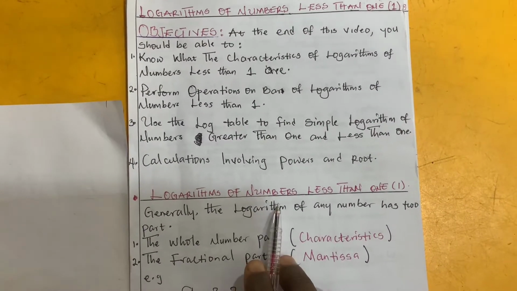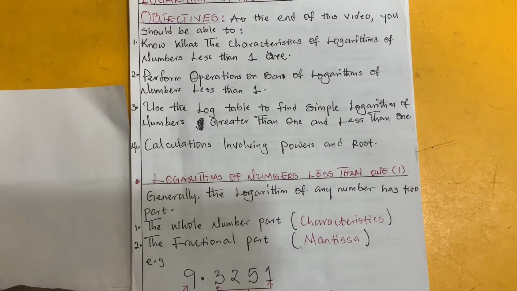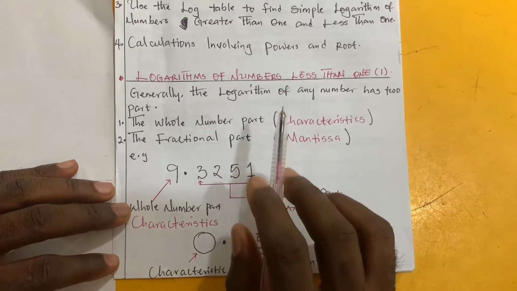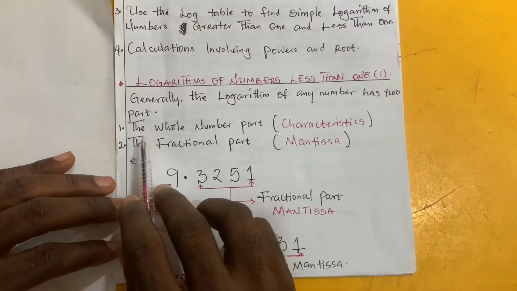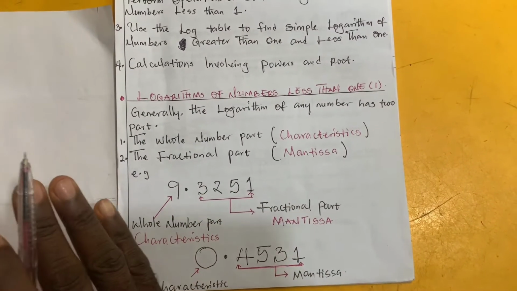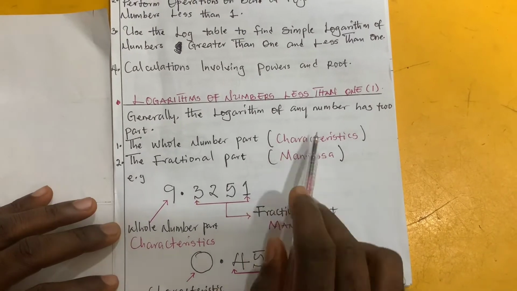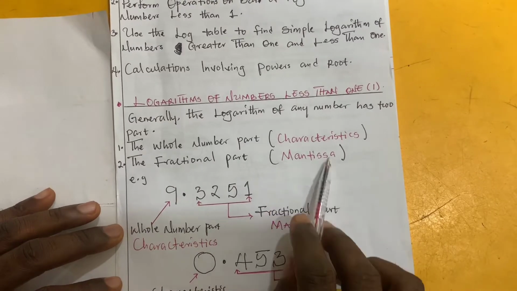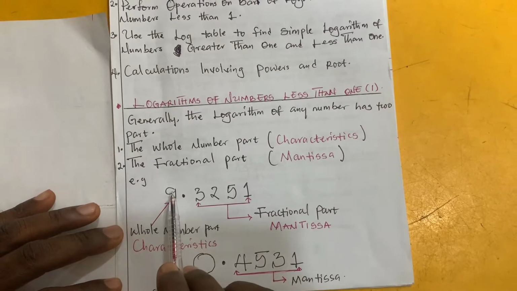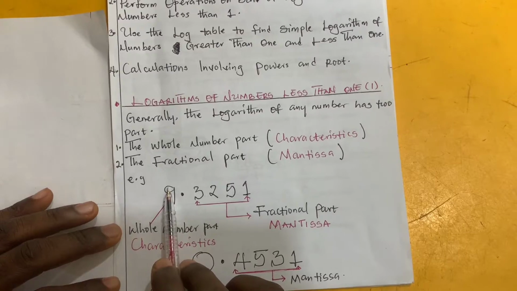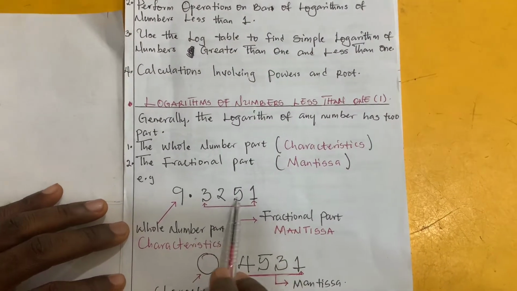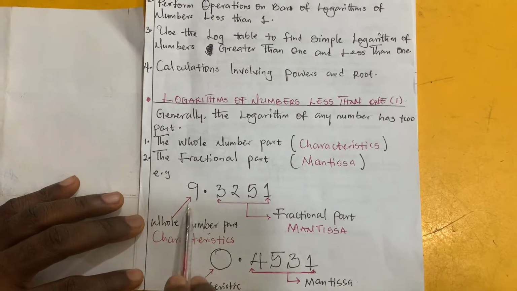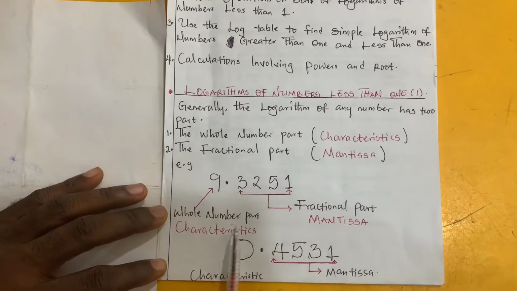So, logarithm of numbers less than 1. Generally, the logarithm of any number less than 1, or any number, has two parts. We have the whole number part, which is called the characteristic, and the fractional part, which is called the mantissa. For example, this is the whole number part, while 0.3251 is the fractional part. So this fractional part is called the mantissa, while this whole number part is called the characteristic.